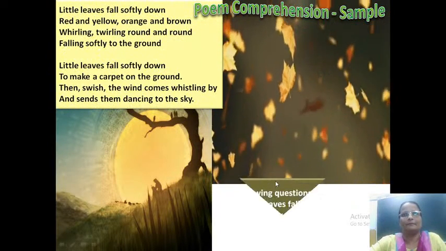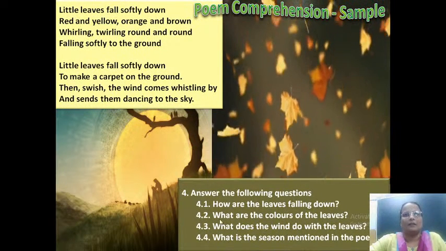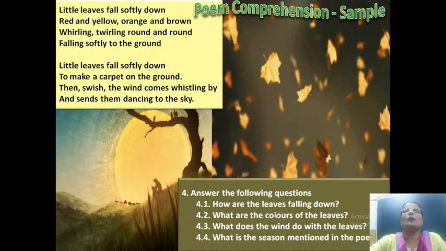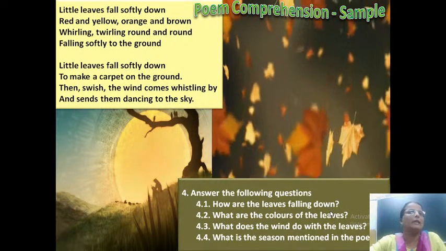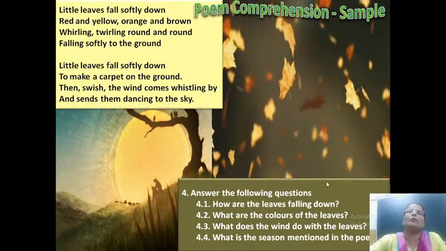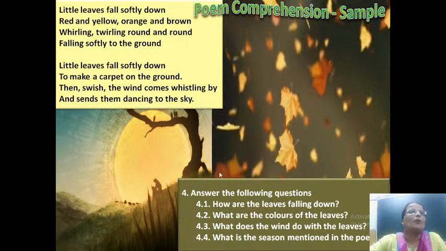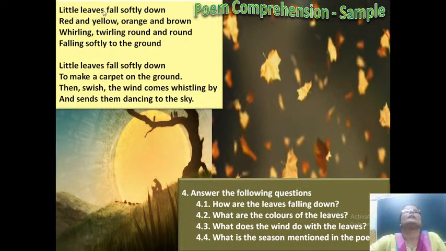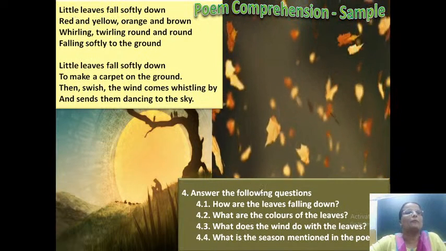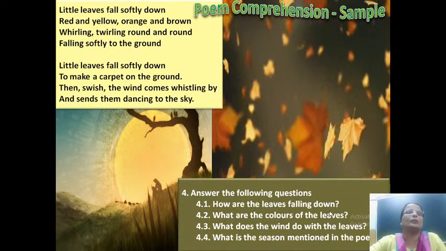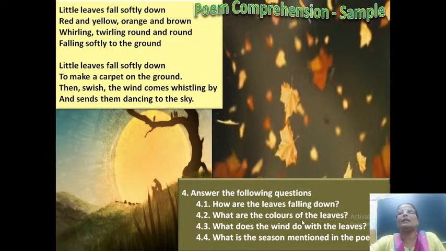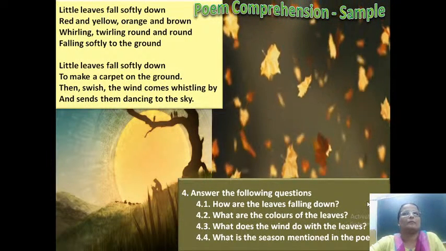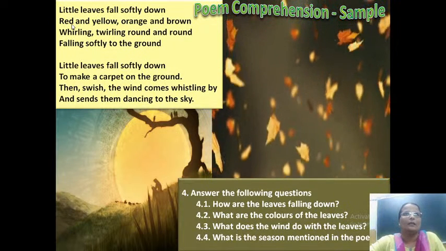Now look at the next slide. Answer the following questions. How are the leaves falling down? Now this part of the questions I will help you to answer. The leaves are falling down softly. You look here. The leaves are falling down softly is the answer. How are the leaves falling down means what is the way in which it is falling down? That is the question. Now what are the colors of the leaves? You can see in the second line itself.